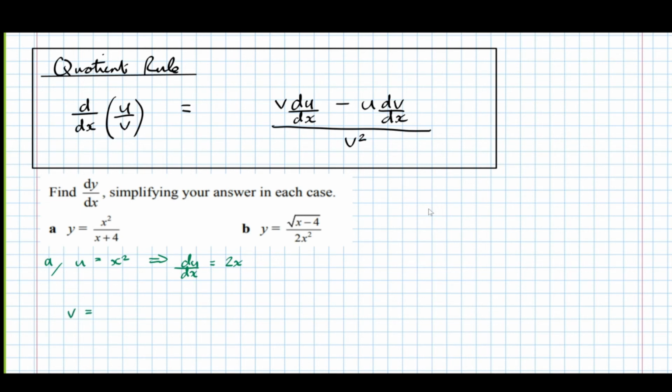So v is the thing on the bottom of the fraction, so v is x plus 4. A common error will be to write x plus 4 to the minus 1. That's not the case at all. The thing on the bottom of the fraction, v, is x plus 4, not x plus 4 to the minus 1.